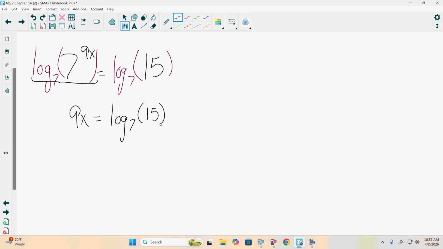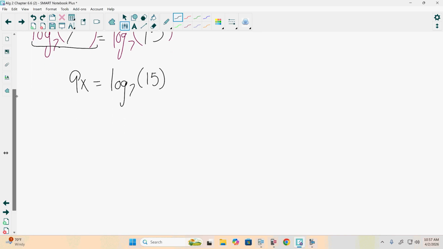Now some would say we need to figure out what this is and go from there. Some don't. I am more the not so much, because log base 7 of 15 is not a nice number. It's an approximation; its value is a non-repeating, non-terminating decimal, an irrational number. To continue we'd have to use a decimal approximation, round, and go from there. Leaving it does not change anything, because we're not finished solving, since x is not by itself.